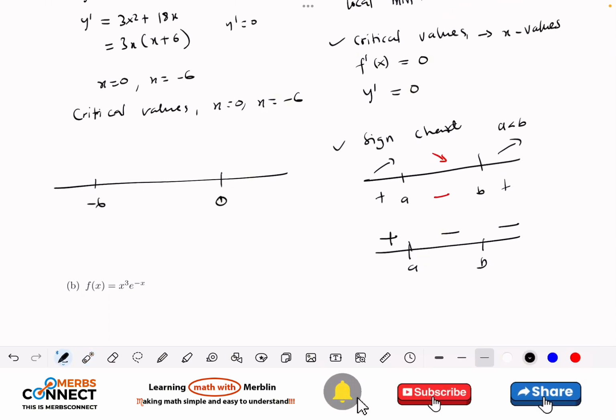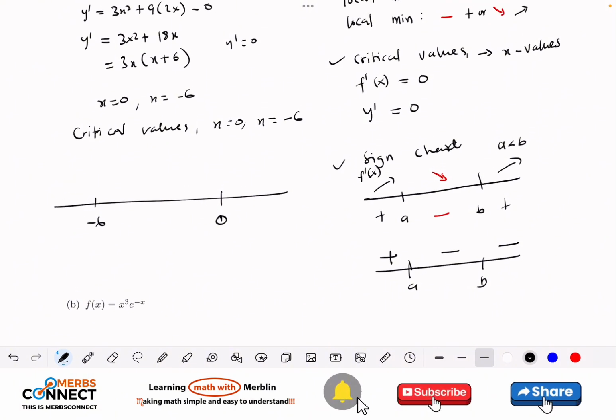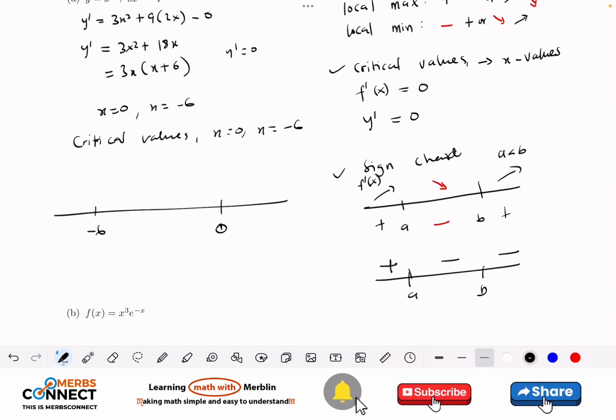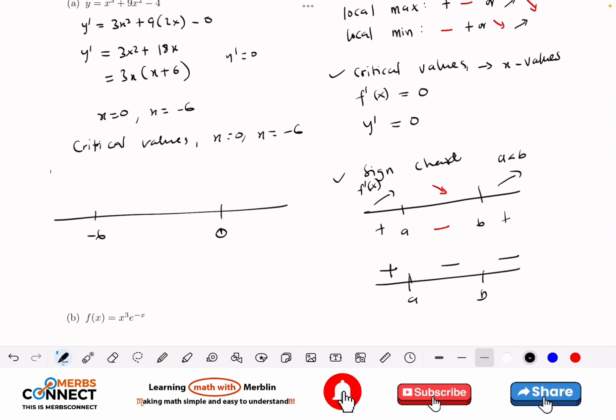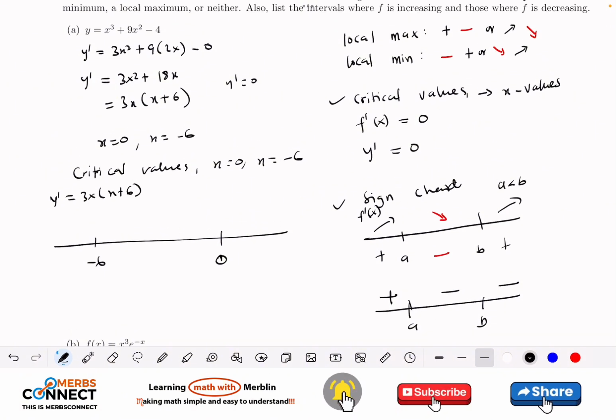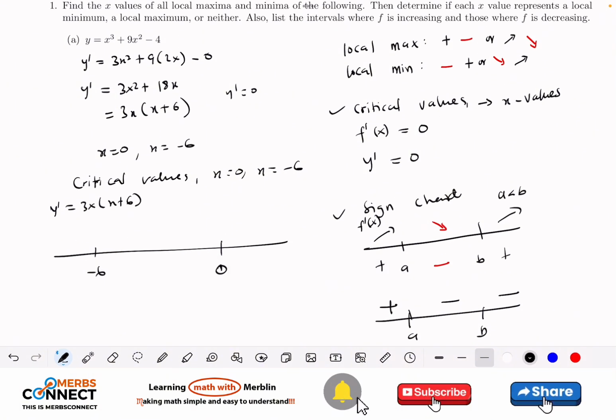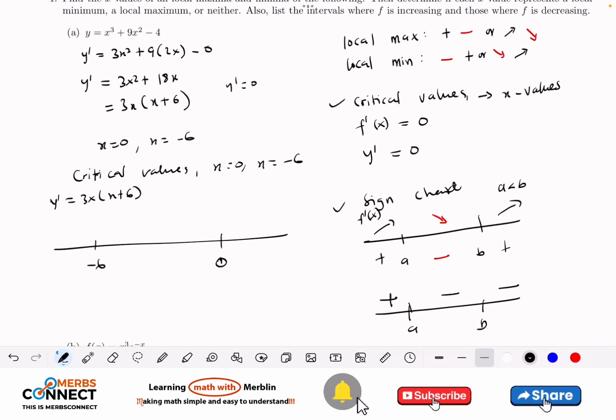Something that I didn't mention, anytime you are using the sign chart for local maximum and minimum, you need to use the derivative function, right? So here we are going to use the derivative function, which is y prime, equal to 3x times x plus 6. That's what we are going to use. All right. What we are going to do is pick any value here, here, and here. So what can we pick from here?